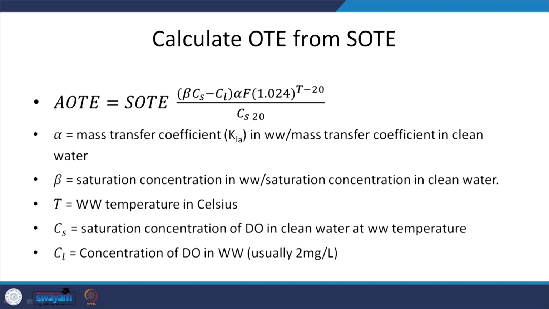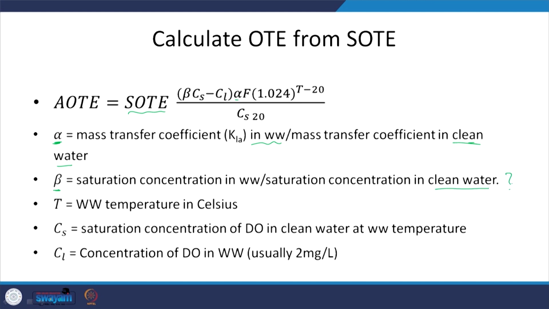And how do I calculate AOTR in terms of SOTR? Here we have different correction factors. One is alpha, because the mass transfer coefficients are typically calculated for clean water. Because I want to calculate it for wastewater, I am going to have a correction factor. And beta is the saturation concentration in wastewater divided by the saturation concentration in clean water.